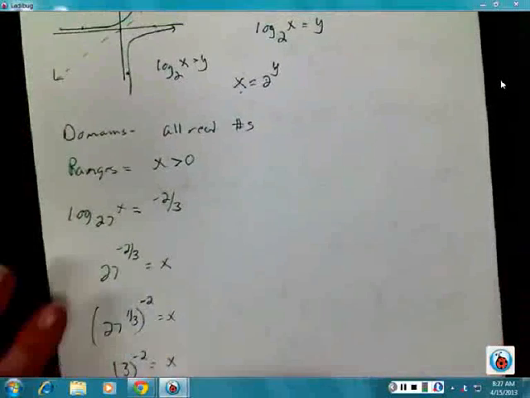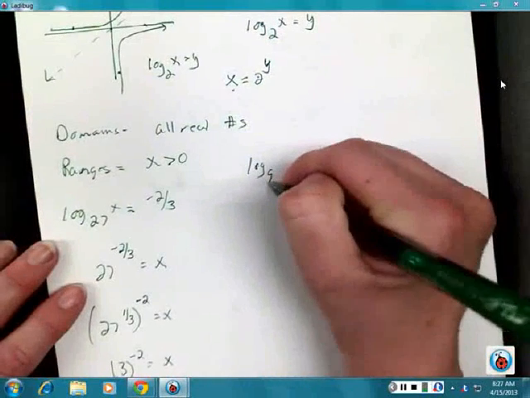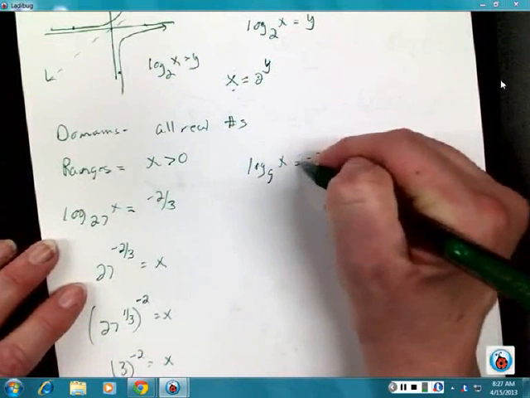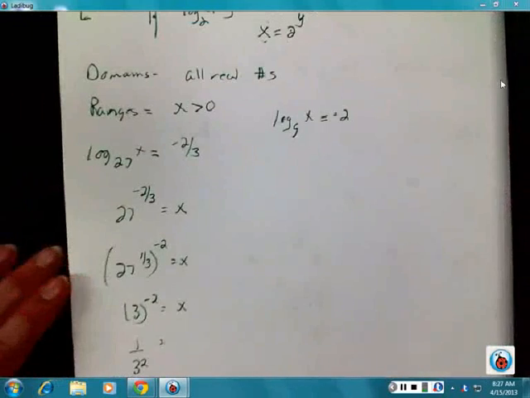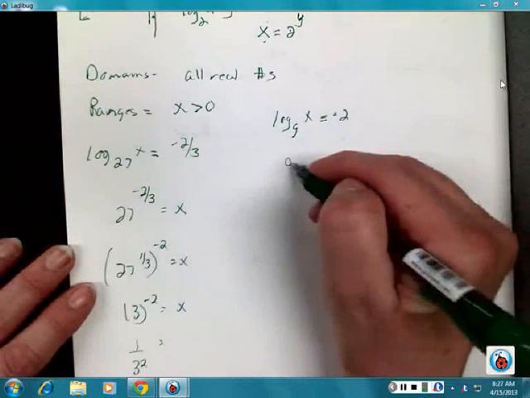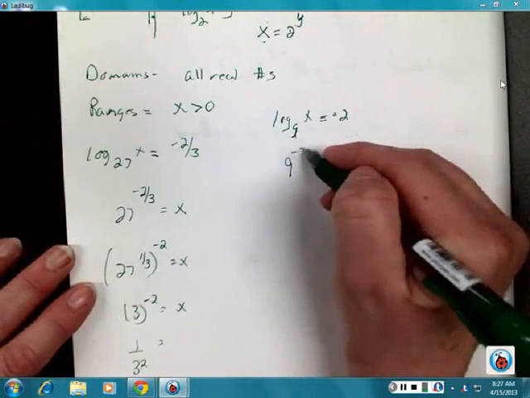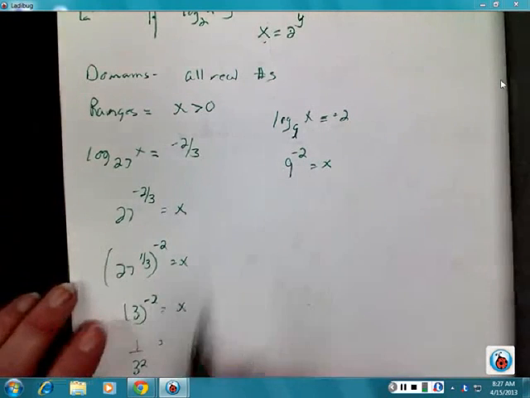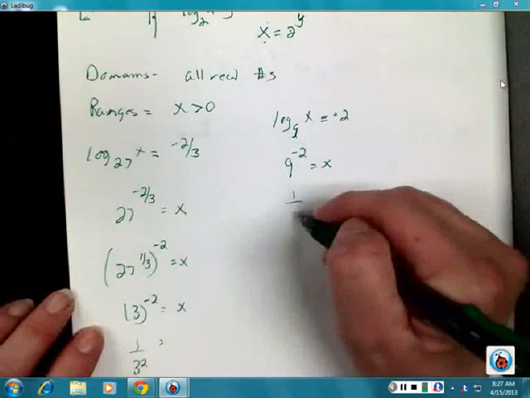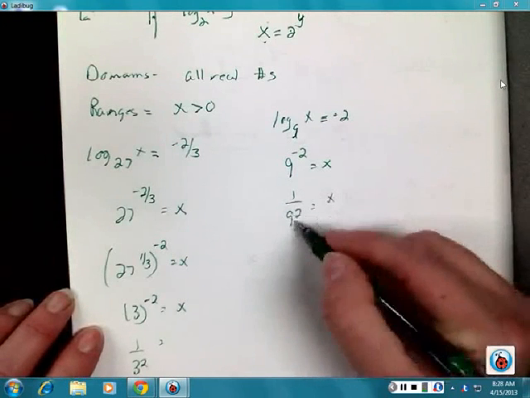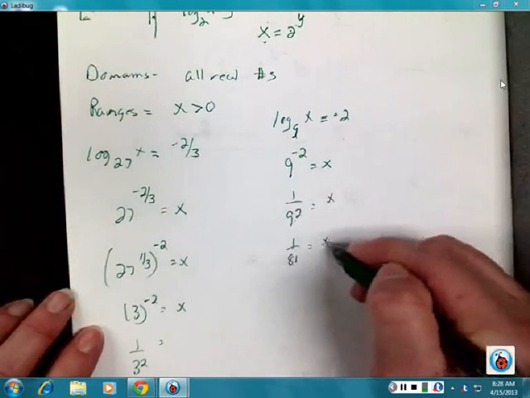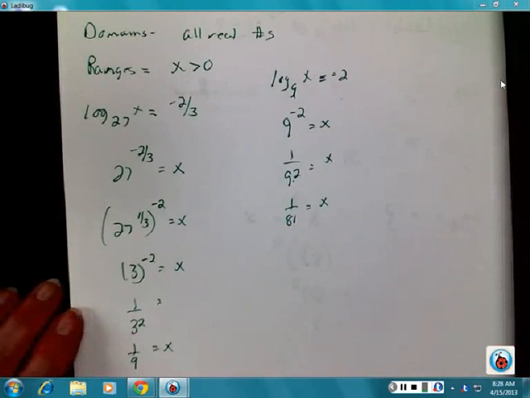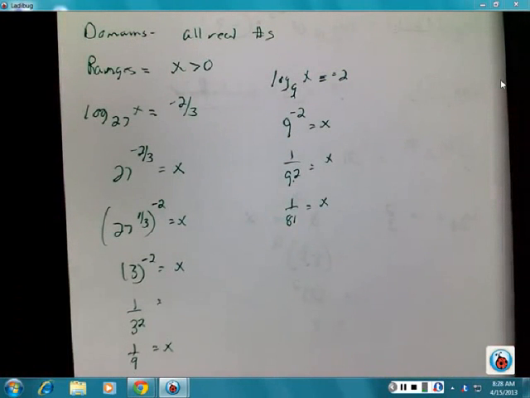Here's another one. How about this one? Log base 9 of x to the negative second equals x to the negative second. What's this one going to be? If I reverse it, it's 9 to the negative 2 is equal to x. And because I've reversed it in there, what comes out of this piece? Once again, 1 over 9 squared. 9 squared is 81, and so my answer comes out to be 1/81, would be what I'd put into my answer for that one. So you can come up with some different values with these.